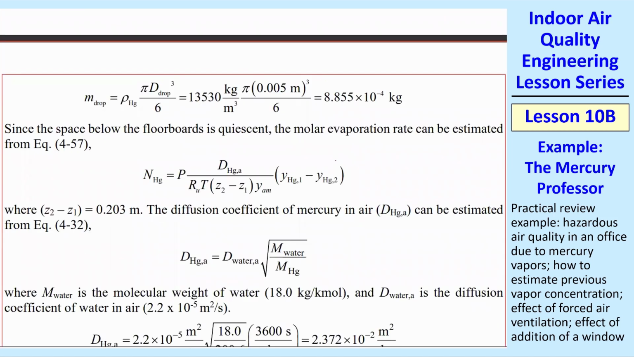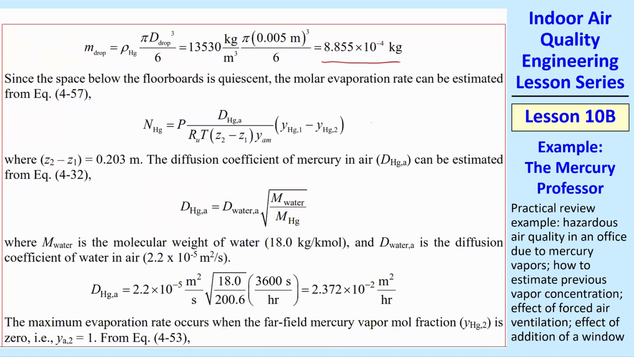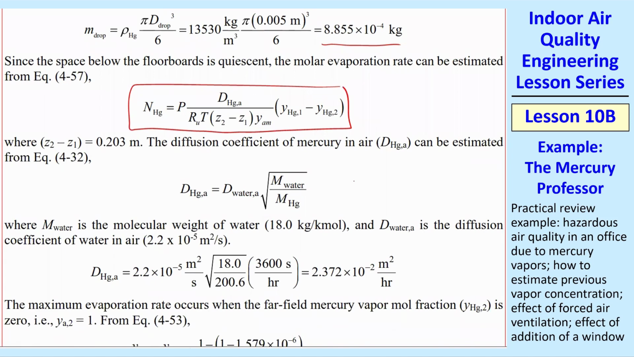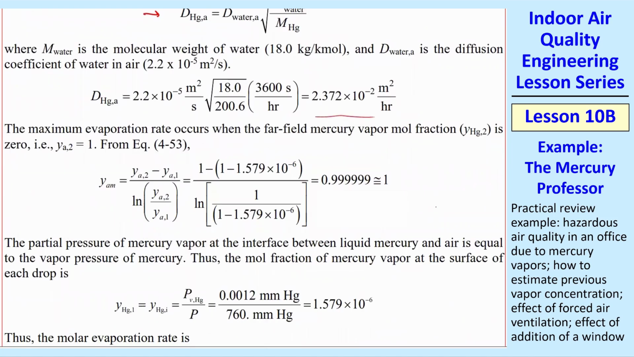A lot of calculations. We calculate the mass of a single drop in kilograms, and then the molar evaporation rate. Remember this equation from chapter 4. We need this binary diffusion coefficient. This equation is one that we didn't talk about, but you can look up D_Hg-air, mercury is Hg, in tables, or this is a simple approximation that we used in this problem. We have the D_Hg-air, and then we plug into the y_Hg equation.